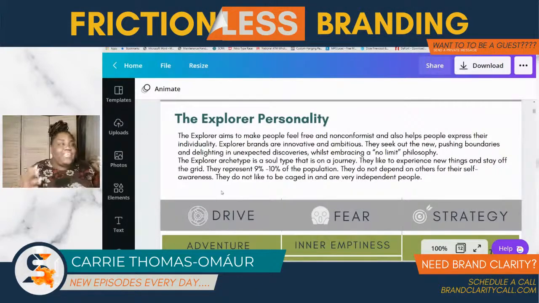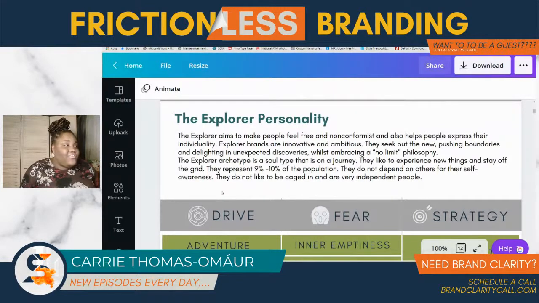Okay, so the Explorer personality, they aim to make people feel free, non-conformist, and also helps people express their individuality. Explorer brands are innovative, they're ambitious, they seek out the new, and they're always pushing boundaries. They delight in unexpected discoveries, hence embracing the no limit philosophy. The Explorer archetype is a soul type that's always on an adventure. They always need to feel like they're on this adventure and on this journey through life. They like to experience new things and stay off the grid.